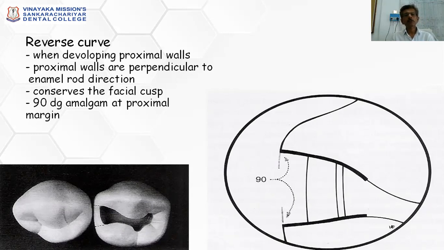Here, the proximal walls are perpendicular to the enamel rod direction. Hence, it's necessary to conserve the facial cusp, which can be lost because of a class 2 cavity preparation. Hence, you give this S-shape curve that helps to develop a 90-degree amalgam at the proximal margins.